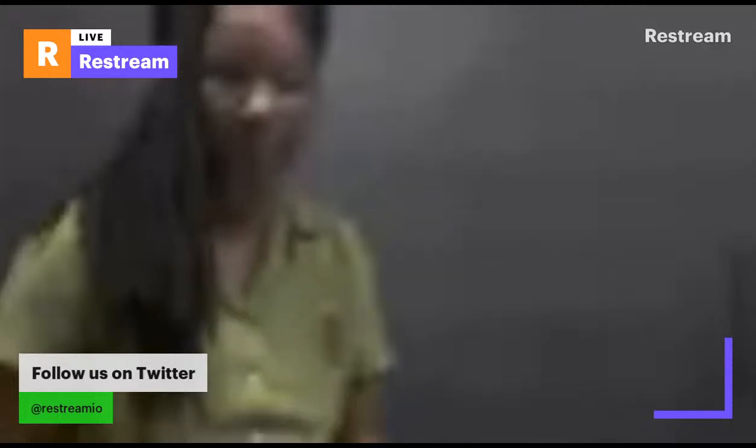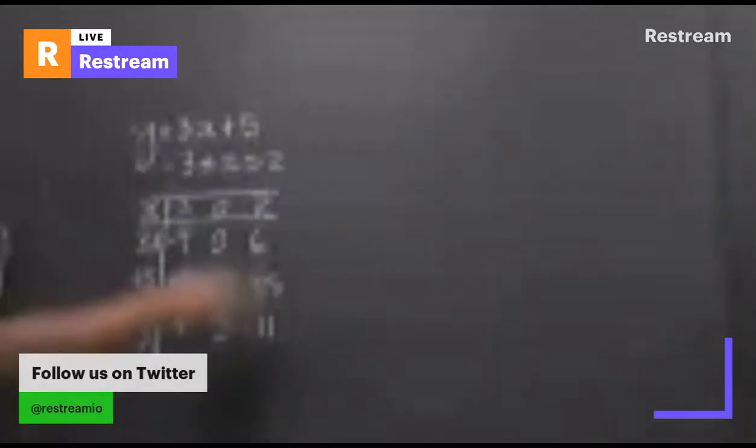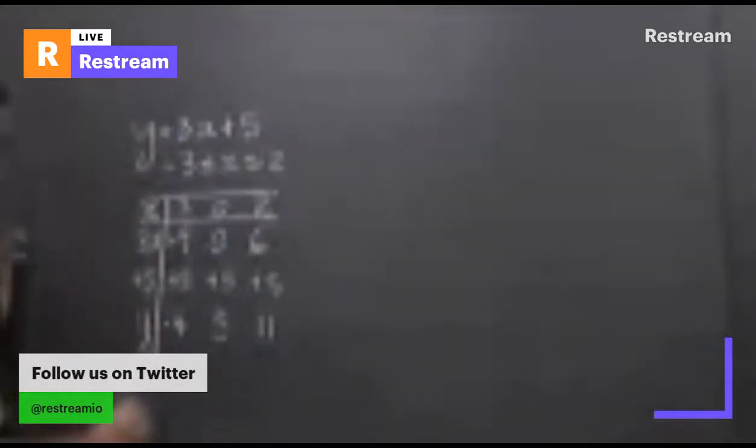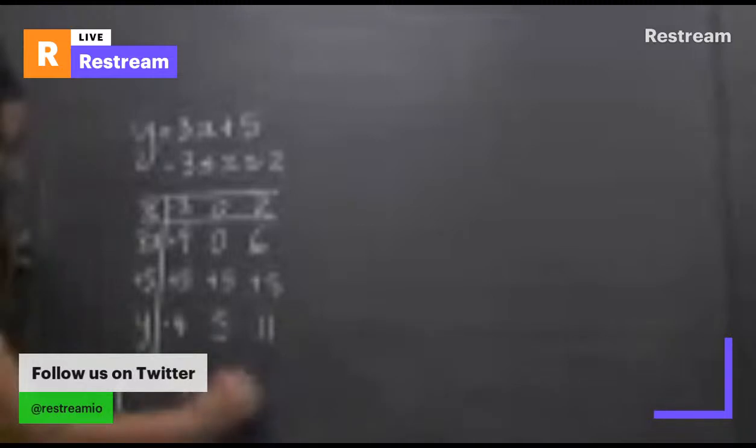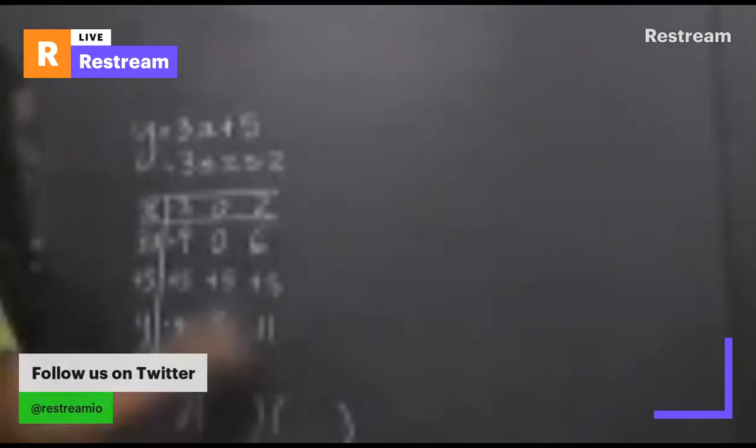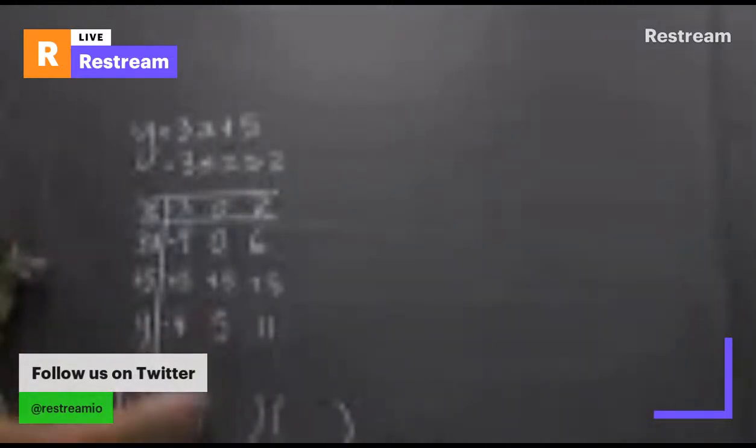So these are our points we're going to plot. For the coordinate pairs, it's -3 to -4, 0 to 5, and 2 to 11.